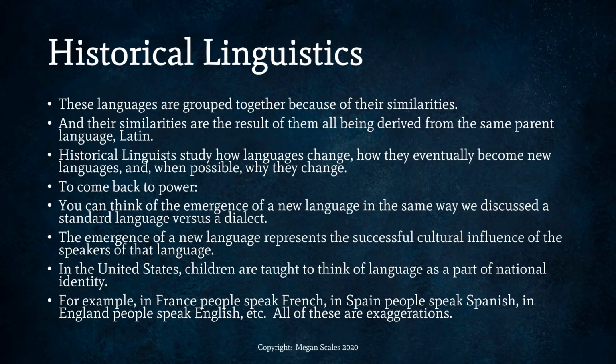These languages are grouped together because of their similarities, and their similarities are the result of them all being derived from the same parent language, which is Latin. So historical linguistics studies how languages change, how they eventually become new languages, and when possible, why they change.